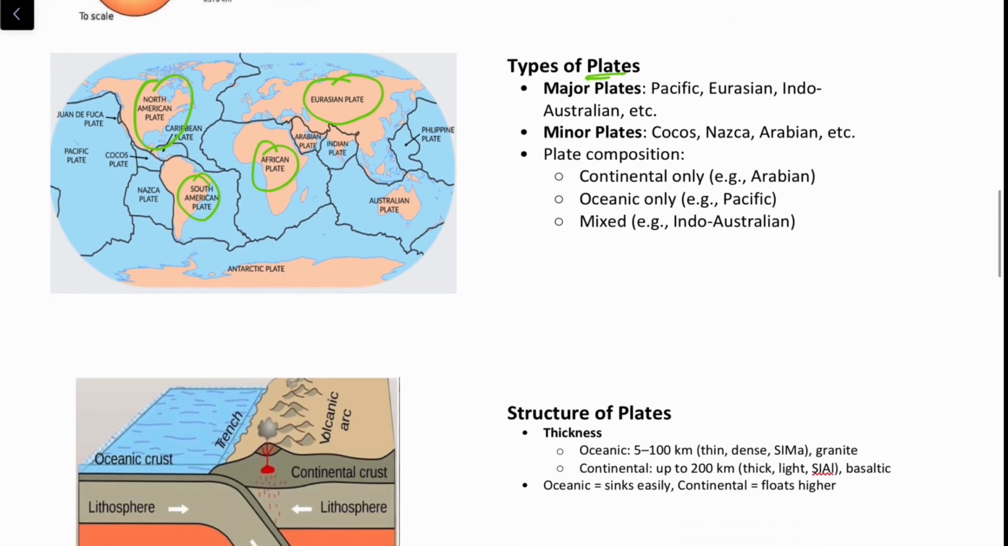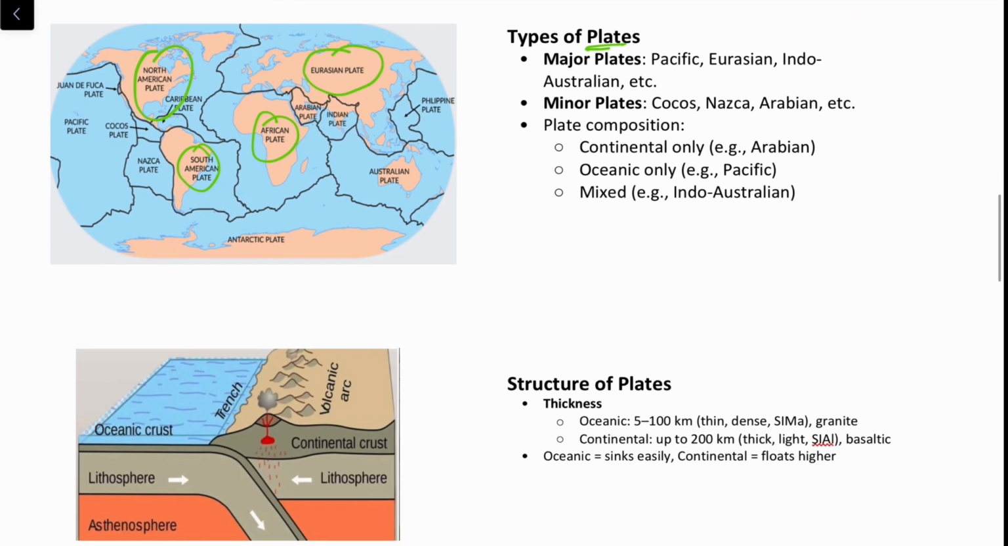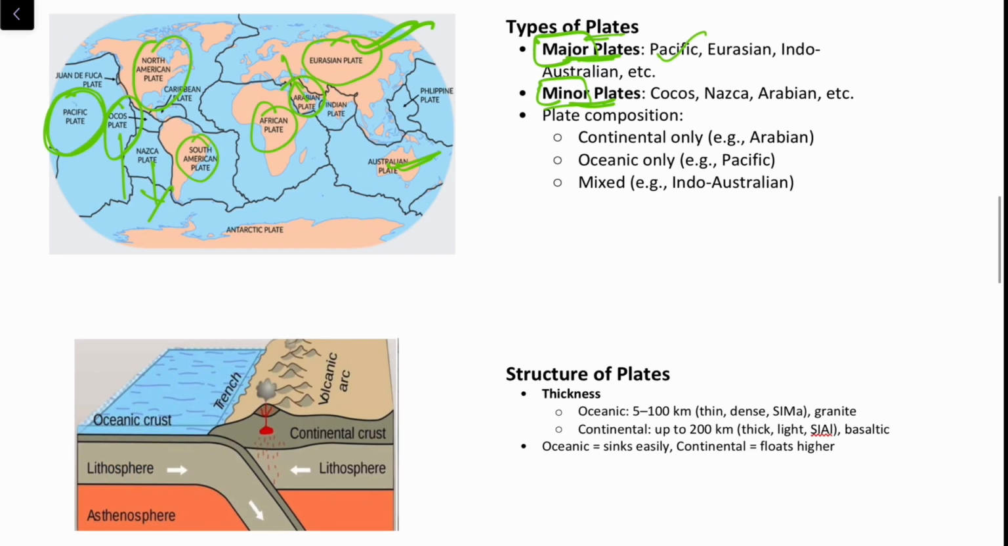Okay, and now we will see the different kinds of plates. There are major plates and minor plates as well. This is the Pacific plate. The Eurasian plate is this one, and next the Australian plate. These are some of the major plates, and some minor plates are also there. We can call them the Cocos plate, the Nazca plate, this one here, and the Arabian plate, this one. Like this there are so many plates.